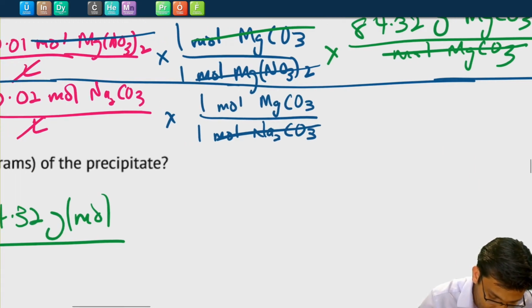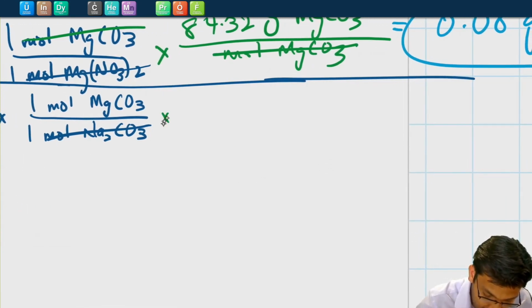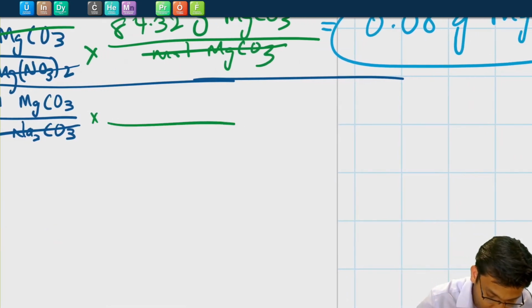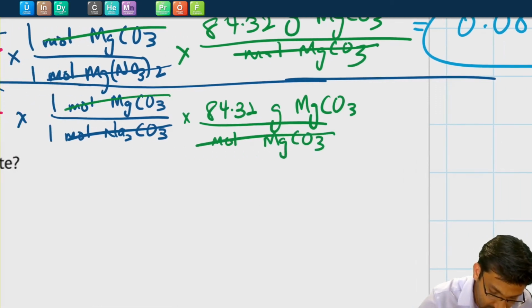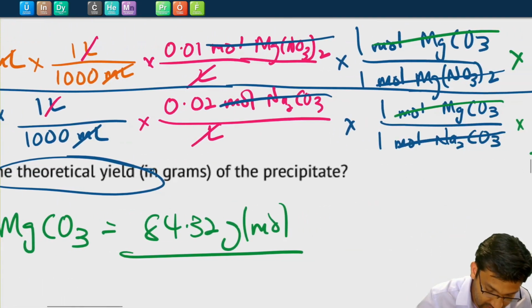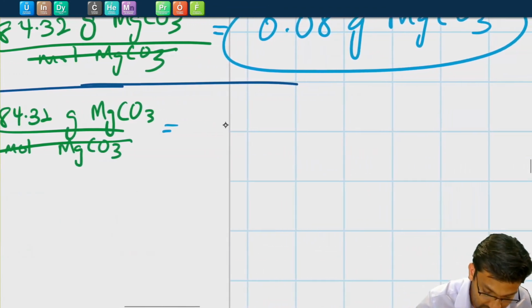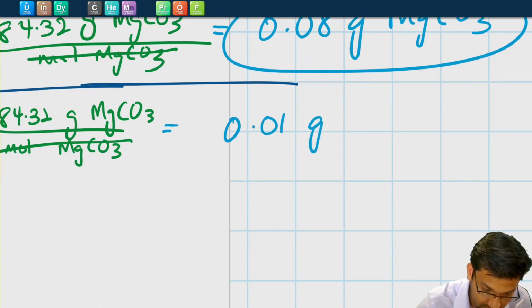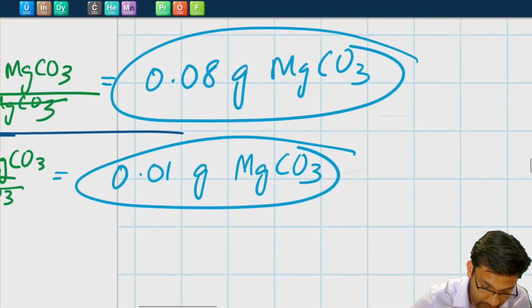So that cancels out. Now that we have moles of magnesium carbonate, we need to convert to mass, because that's our theoretical yield, potentially. And so the molar mass is 84.32 grams of magnesium carbonate per mole of magnesium carbonate. So that cancels out. And if we plug all of these in, 8 divided by 1,000 multiplied by 0.02, multiplied by 1, multiplied by 84.32 should give us, to 1 sig fig, 0.01 grams of magnesium carbonate. So let's look at our two possible yields.